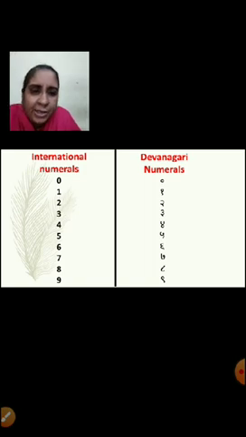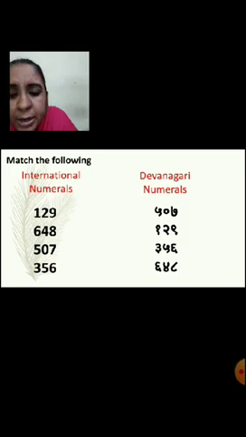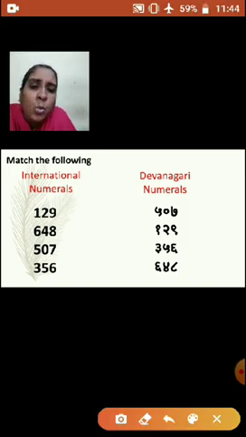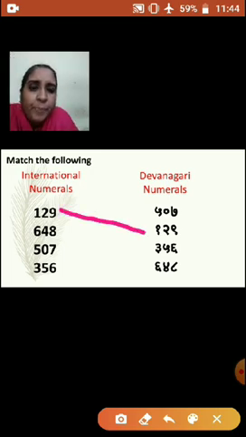Now let us see. Next question. Now here I have given match the column. One side I have given international numerals and the other side I have given Devanagari numerals. Now you have to match it. You know how to write it, right? Let us see now. Now the first number is 129. Now you know how 1 is written in Hindi, how 2 is written in Hindi, in Devanagari, and 9 is written. So you will match. Okay. Now let's see, second number is 648. Now how 6 is written? 4 is written and 8 is written. So how you will match?